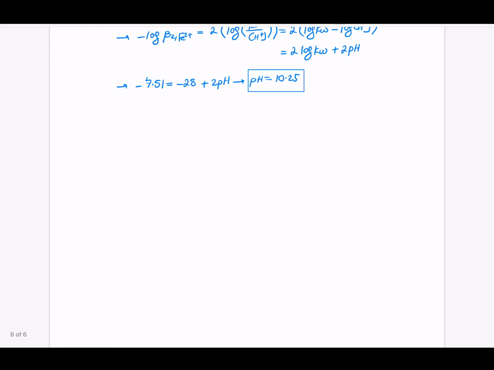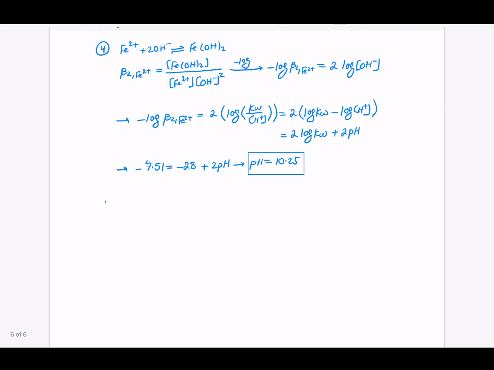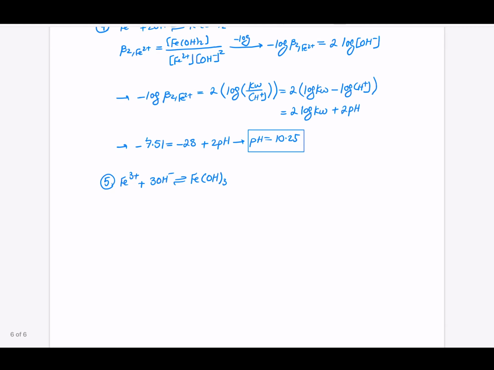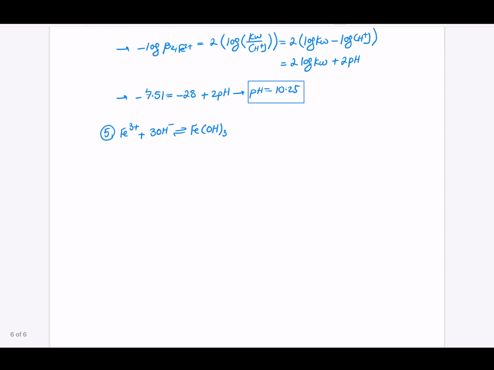And if we do the same thing for the last reaction, the complexation of Fe3 plus with 3 hydroxide, we get the same sort of vertical line, but this time that vertical line would be at pH of 5. The same exact procedure we take for calculating the line: basically beta, then Kw, then KOH.